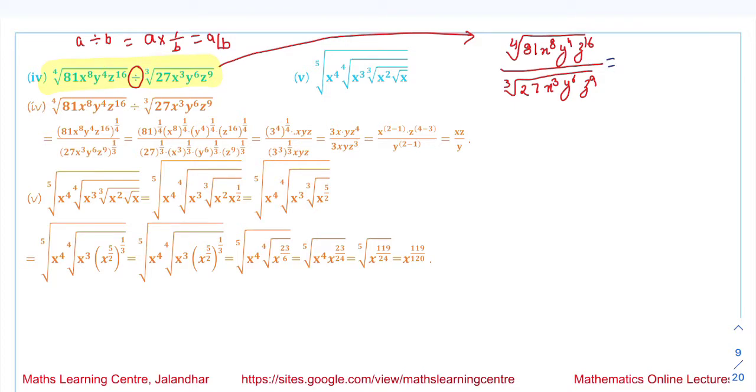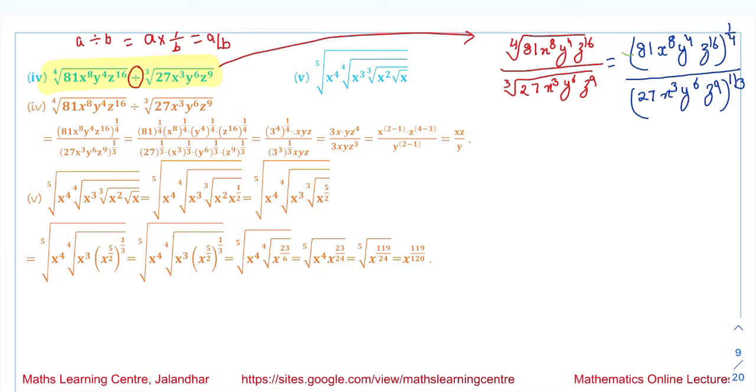Now when we remove the radical sign, it is 81 x raised to the power 8 y raised to the power 4 z raised to the power 16 whole raised to the power 1 by 4, and in the denominator it is 27 x cube y raised to the power 6 z raised to the power 9 and whole raised to the power 1 by 3. We can write this 81 as 3 to the power 4 and we can write this 27 as 3 raised to the power 3, and we can separate the powers over here.